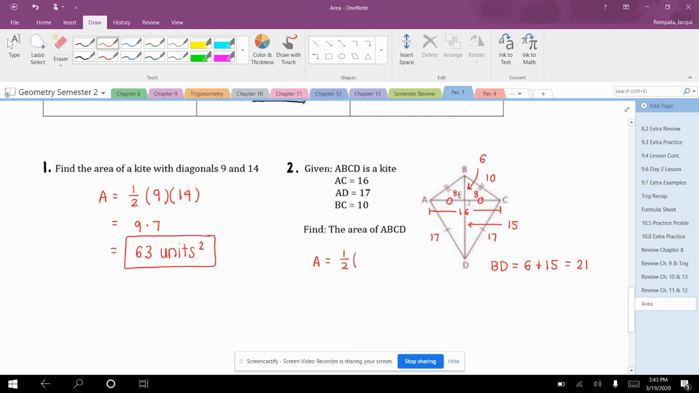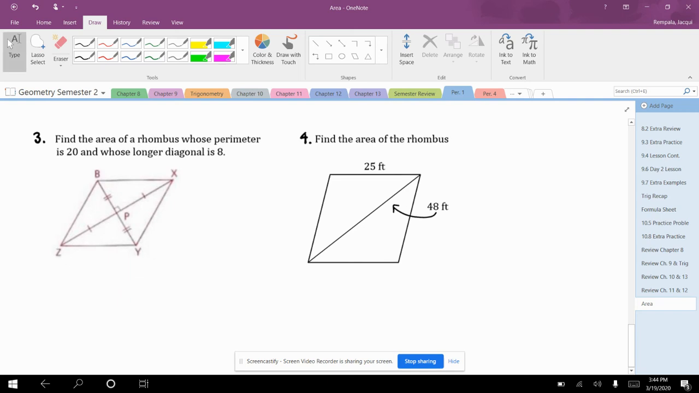I want 1/2 diagonal 1, so I'm going to call that 16, times diagonal 2, which we just found to be 21. If you want, you can type all that into your calculator, because 16 is an even number. Half of 16 is 8. So 8 times 21 is going to get me that answer. 8 times 21 is 168. Because no units are given, I'm going to just then again say units squared for the rest of that answer. So those are a couple of examples of how you find area of a kite.